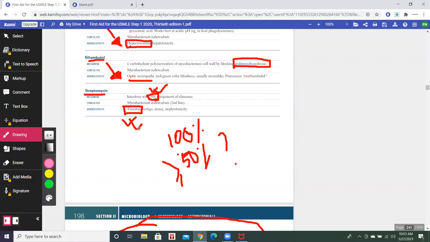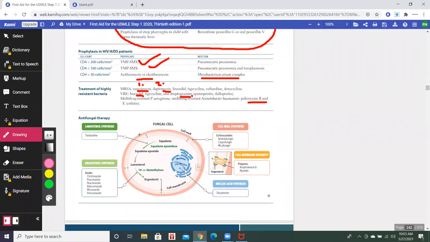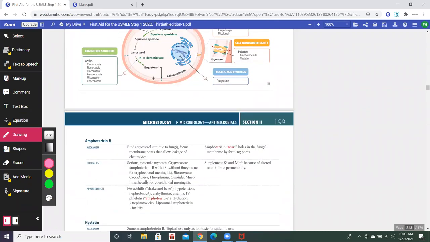If we assume the cell wall is like a candy, then echinocandins. Okay. Next one is cell membrane integrity inhibitors. Cell membrane integrity inhibitors. Okay. Now, let's jump into the text.